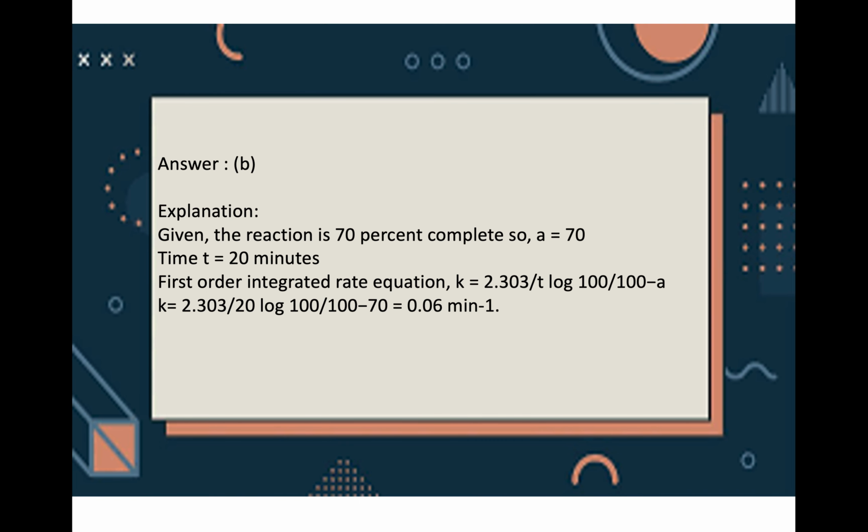B is 0.06. So 70% complete, that is A is 70. Time taken is 20 minutes. The integrated rate equation is like this, and you just substitute 2.303 by time 20 log 100 divided by 100 minus 70. When you calculate, you will get 0.06 per minute.